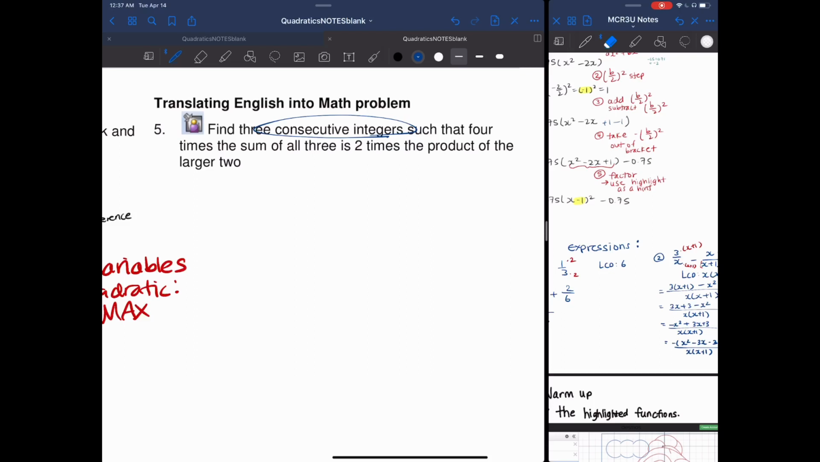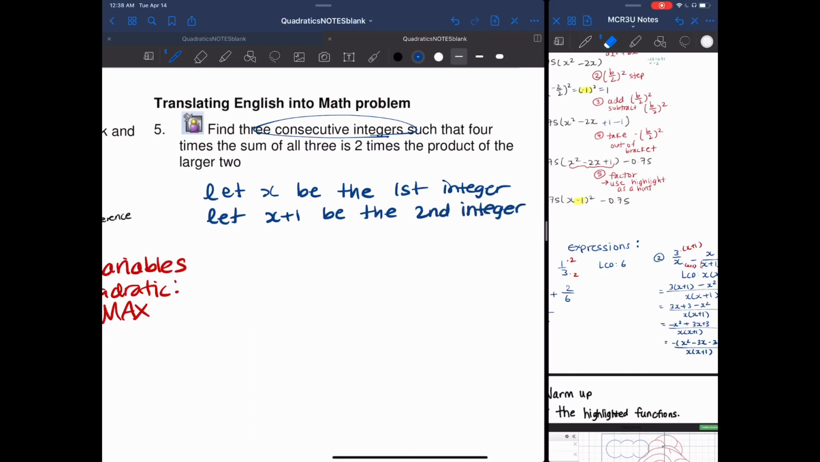When I usually see these kinds of questions, I write a let statement. Let x be the first integer. And then how do you make the second integer? Well, if the first number was 1, what do you do to it to get the 2? You would add 1 to it. And so you would do let x plus 1 be the second integer.